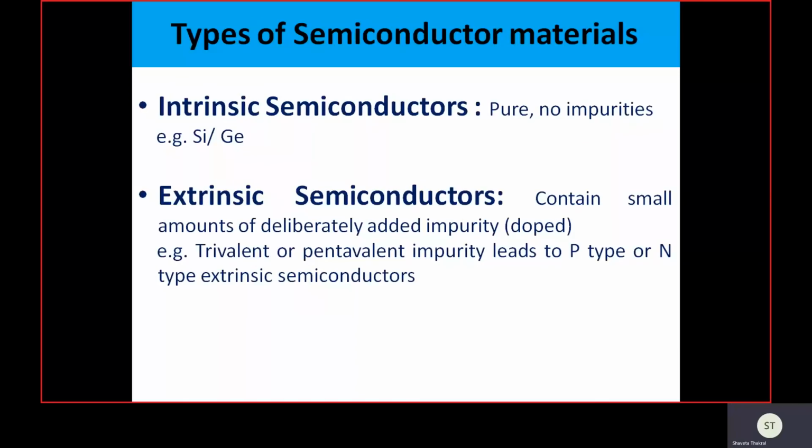We have two types of semiconductor material. Pure silicon or germanium is considered an intrinsic semiconductor, but to enhance the conductivity, we deliberately add impurities to the pure semiconductor, and we can add two types of impurities: one is trivalent impurity and the other is pentavalent impurity. Trivalent impurity leads to the p-type extrinsic semiconductor and pentavalent impurity leads to the n-type extrinsic semiconductor.